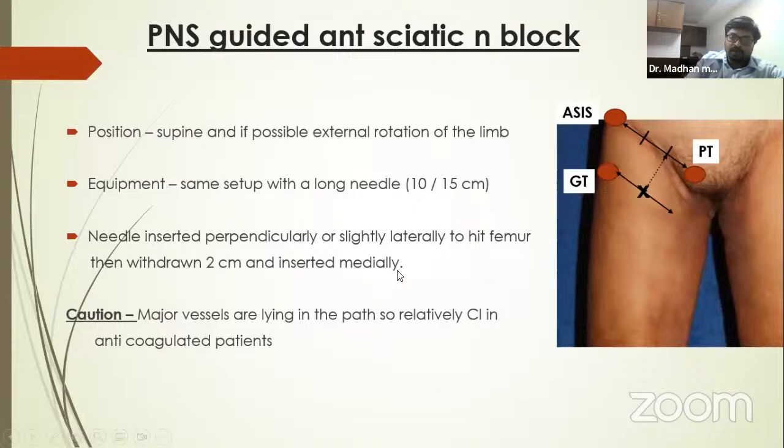The only concern for this PNS guided anterior sciatic nerve block is that all the major vessels run in this plane. You may injure the femoral nerve, artery or vein. If you go further deep, you may even injure the profunda femoris arteries also.